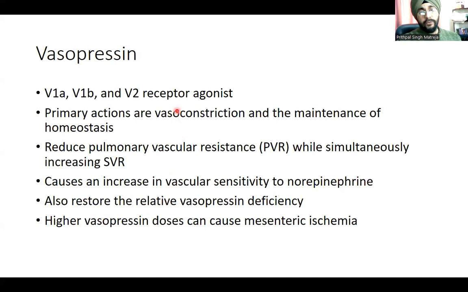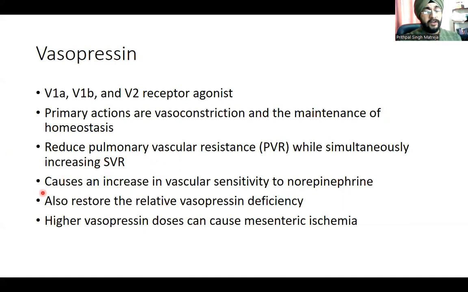Other drugs that have been used or are currently being used include vasopressin. Vasopressin is antidiuretic hormone, or arginine vasopressin as it is called, and this particular drug acts on the V1A receptor, V1B receptor, and V2 receptor. The primary action of this drug is that it causes vasoconstriction and leads to maintenance of hemostasis. Apart from this, it tends to reduce the pulmonary vascular resistance and increases the systemic vascular resistance that is encountered once vasopressin is started.